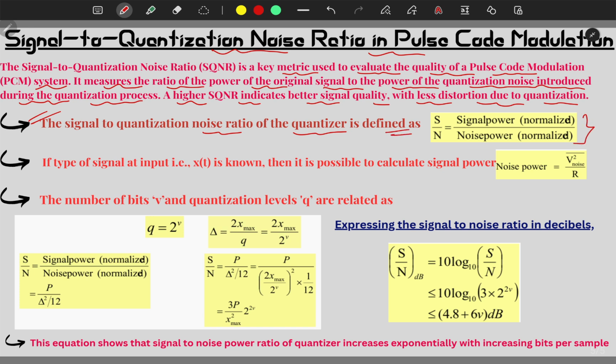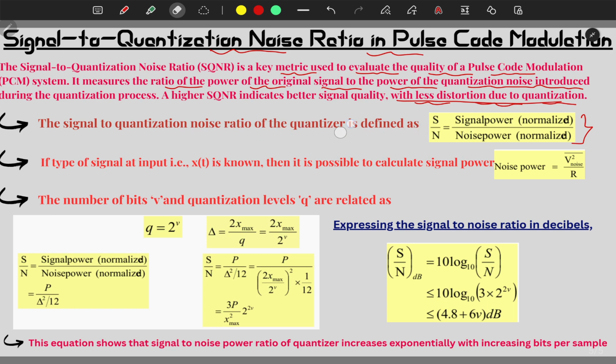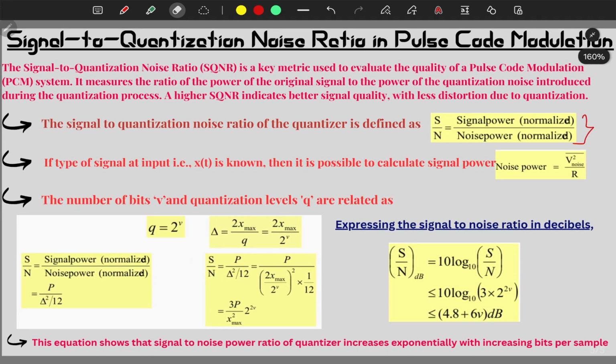So what does the signal to quantization noise ratio do? It indicates better signal quality with less distortion due to quantization. It helps us know how signal quality improves and how distortion is reduced. So these are the basic things, and this is the signal to quantization noise ratio.